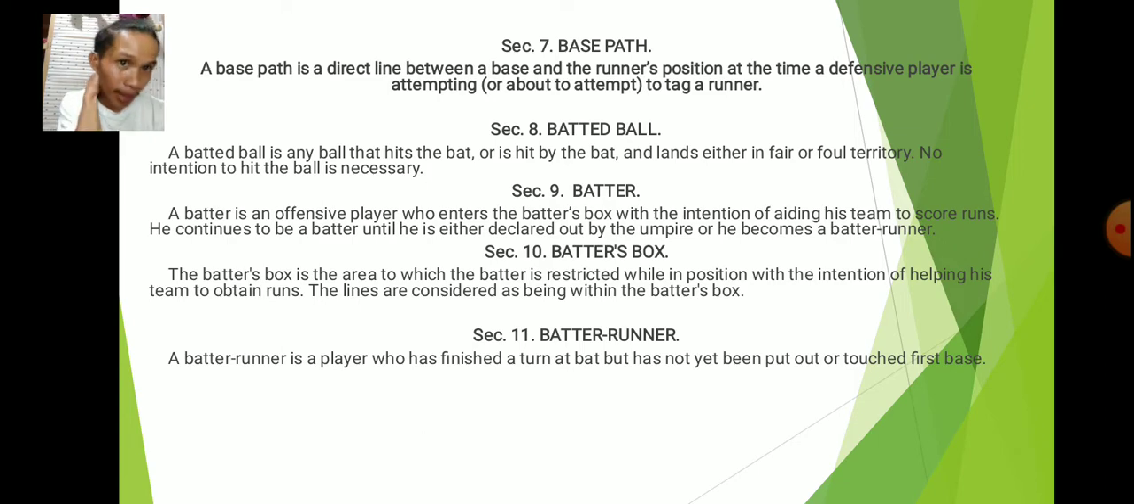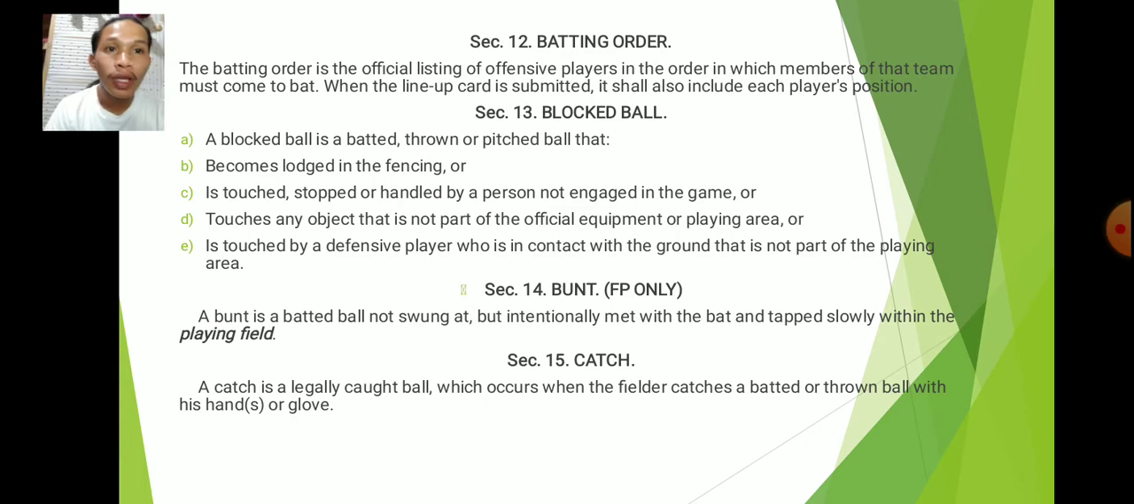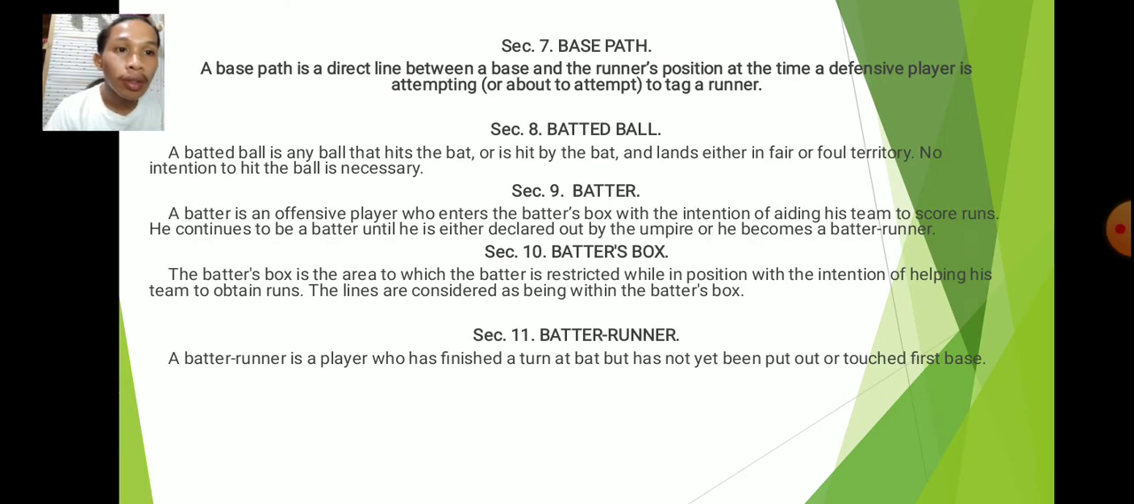Section 9. Batter. A batter is an offensive player who enters the batter's box with the intention of aiding his team to score runs. He continues to be a batter until he is either declared out by the umpire or he becomes a batter runner. Section 10. Batter's box. The batter's box is the area in which the batter is restricted while in position with the intention of helping his team to obtain runs. The lines are considered to be within the batter's box.